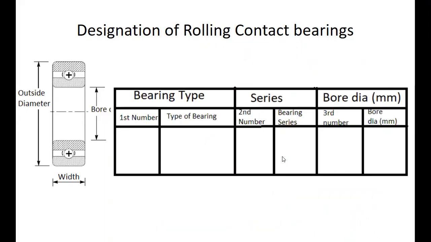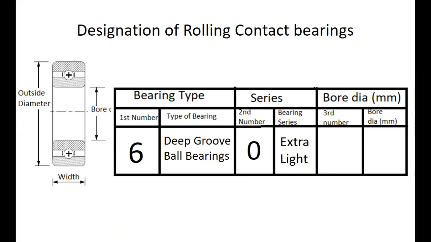Let us see a few examples of how the bearings are designated. 6: we have seen that 6 indicates deep groove ball bearings, DGBB. 0 series indicates the extra light series, and for the last two digits, 00, the bore diameter is 10 mm.